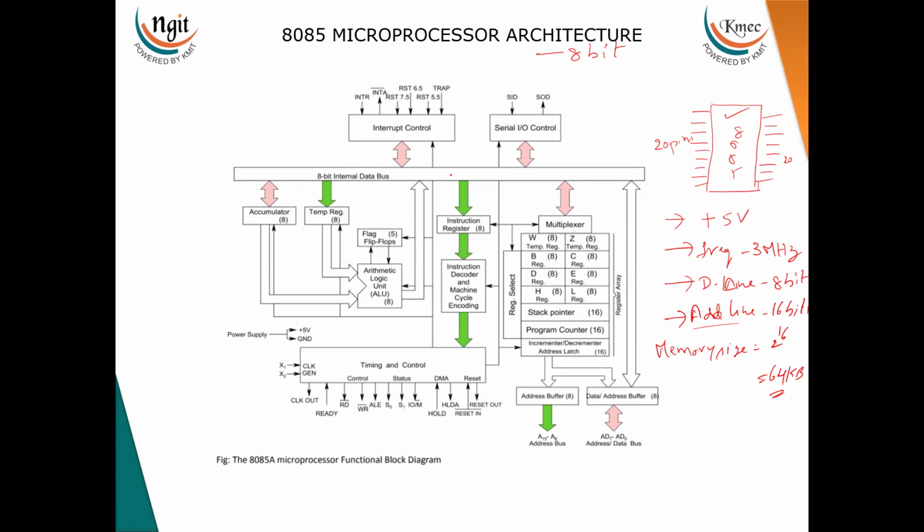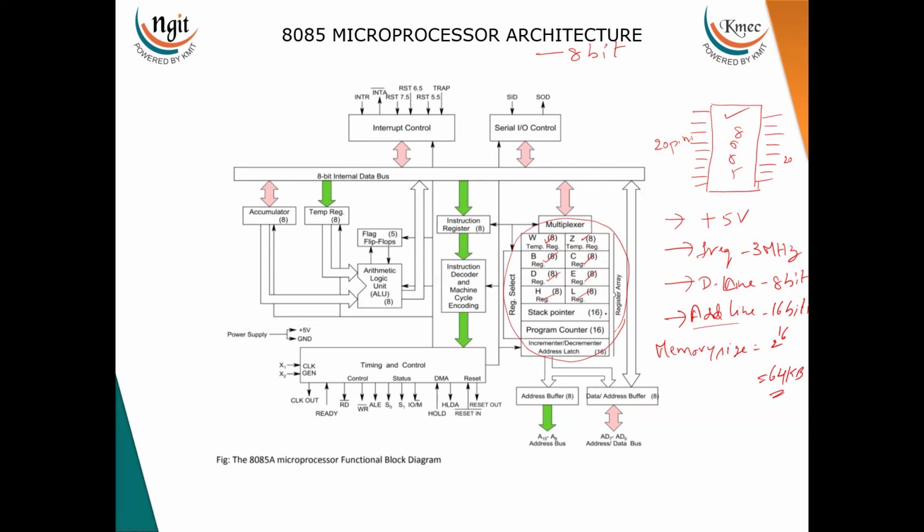Now here first we will see this 8-bit internal data bus. This is the data bus and it is connected to all the blocks, and here you can see these are the registers. Now this complete box is registers. W and Z are two temporary registers. Now 8 in bracket means what? It is an 8-bit register. Now B and C are also registers, D, E, H, L too. Now these are the 8-bit registers.